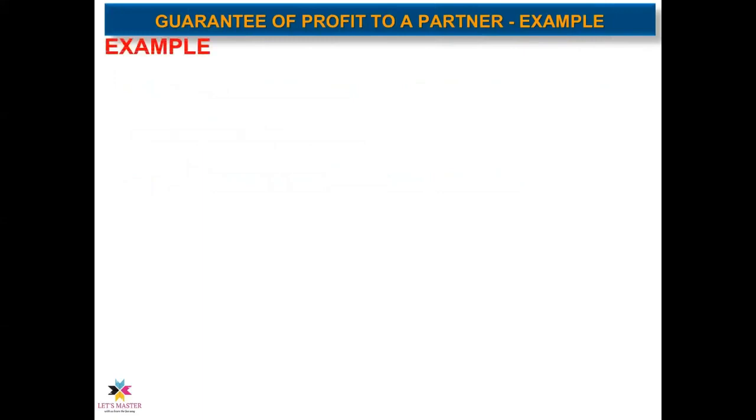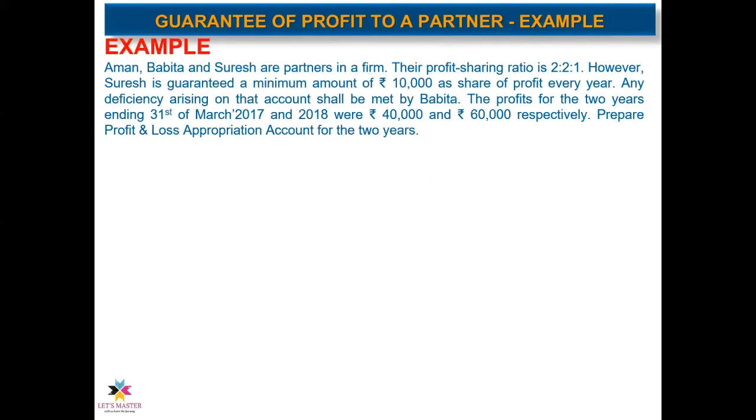Let's look at this example to understand it better. Aman, Babita, and Suresh are partners in a firm. Their profit sharing ratio is 2:2:1. However, Suresh is guaranteed a minimum amount of rupees 10,000 as share of profit every year. Any deficiency arising on that account shall be met by Babita.